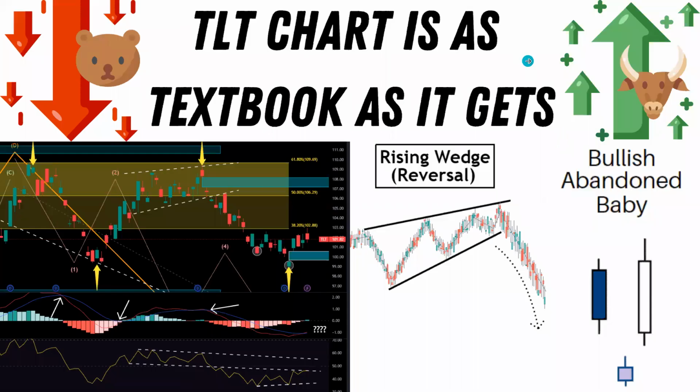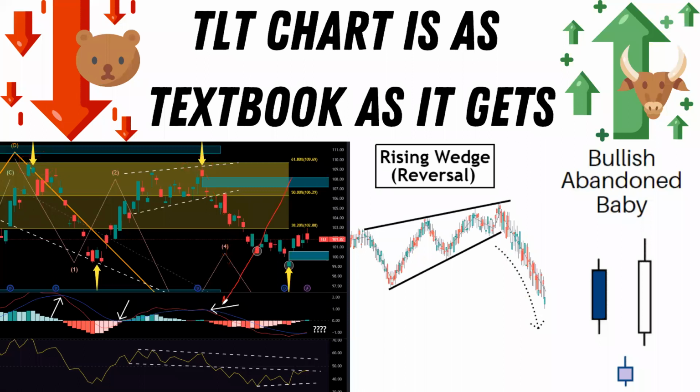Now, the TLT chart is as textbook as it gets, guys. Whether you're bullish or bearish, it presents really good opportunities for trading, especially if you trade options. So let's go over the first bearish scenario that we initially had. I'll go over the different indicators that I use to really help me out. But if you take a look here, we have a little bit of a double top, right? So we have a high here and a high here. That's one signal. And then number two, we get the rising wedge right here. So we get a rising wedge plus a double top. This is how a rising wedge works. It's a reversal pattern, and you'll see a sharp move to the downside. And we definitely got that sharp move to the downside. We got the double top to play out as well with the sharp move to the downside.